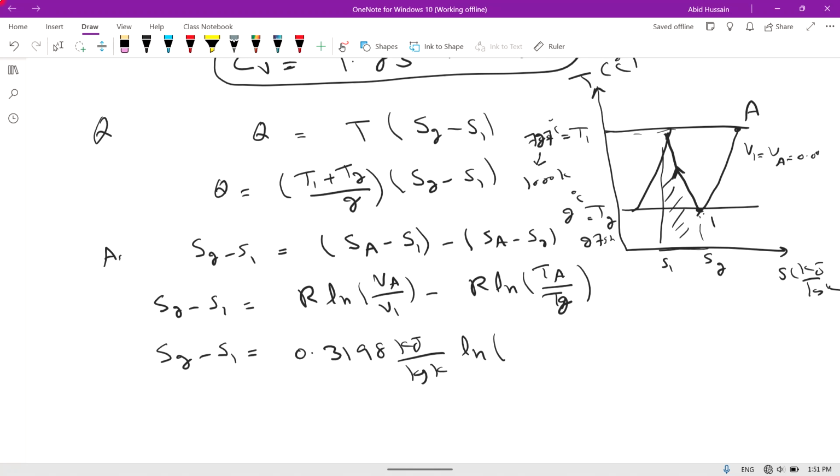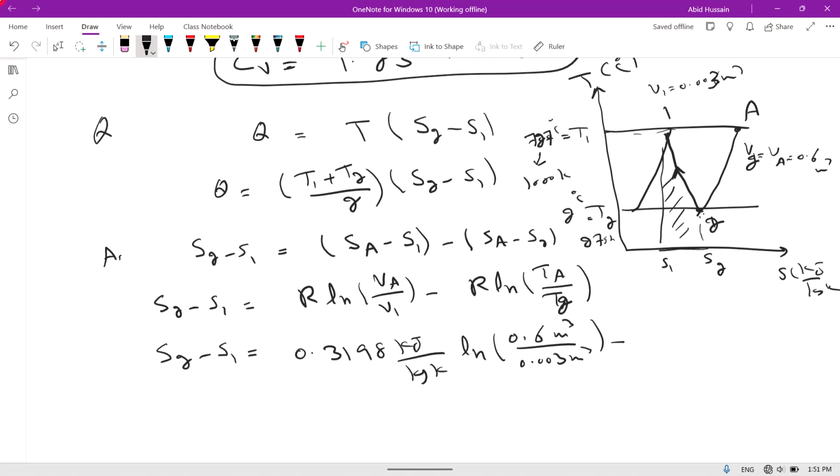This is point 1, and this is point 2. This is point 1 and this is T1. So V2 is equal to VA, which is 0.6 cubic meter, and V1 is equal to 0.003 cubic meter. Because this is a constant volume line, VA and V2 are equal, which is equal to 0.6 cubic meter.